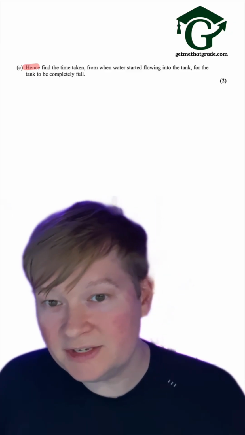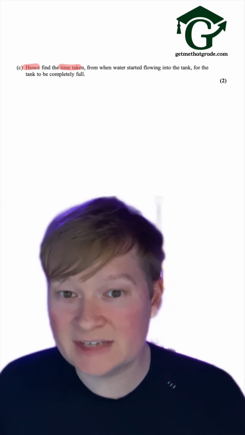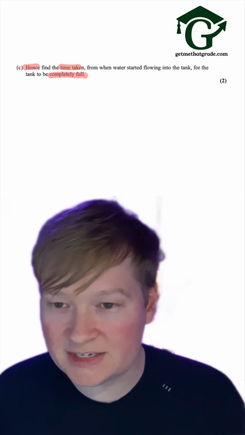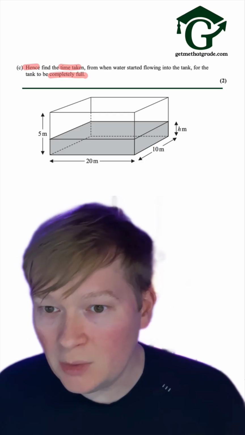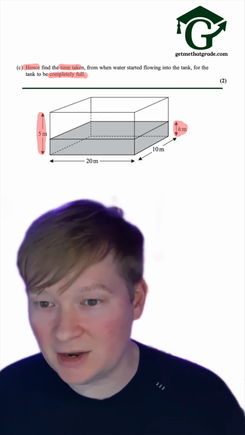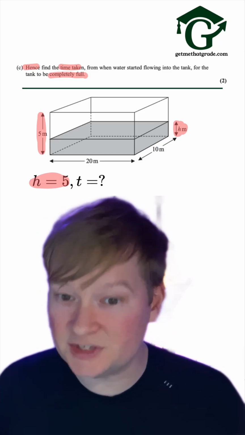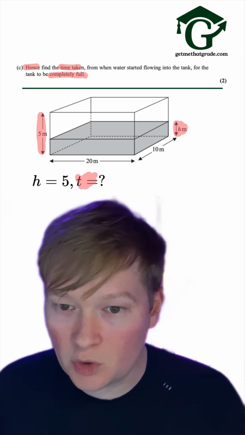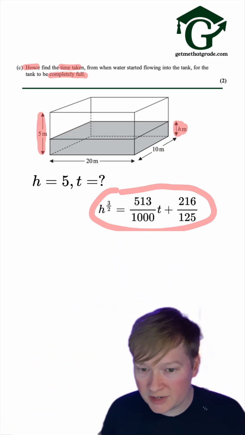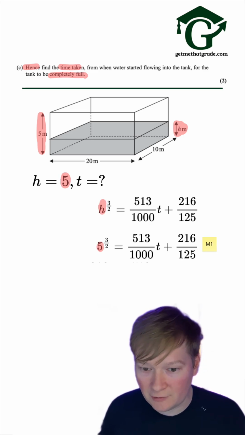Hence, find the time taken from when the water started flowing into the tank for the tank to be completely full. So, what would it mean for the tank to be completely full? Well, it would mean that the height of water would be the same as the height of the tank. h would equal 5. And we're asked to find the time taken, so we want to know what t equals. So we can use the formula that we've just worked out in part B, and we can just replace in that formula h with 5.